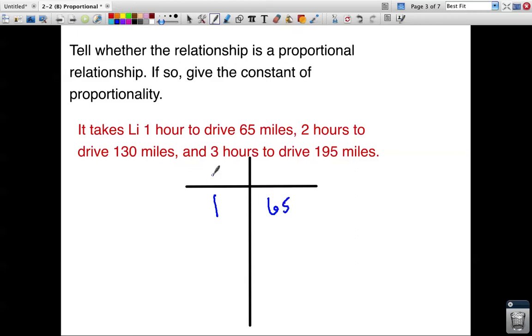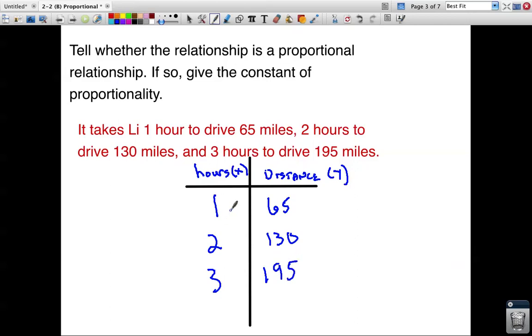Okay, let's make sure I label this. So this is going to be my hours, which is also known as my x. And then my y is going to be distance. Okay, and that's my y. So here's my input, here's my output. So 1 hour to drive 65 miles, 2 hours to drive 130 miles, 3 hours to drive 195 miles.